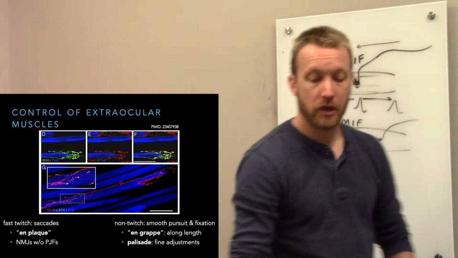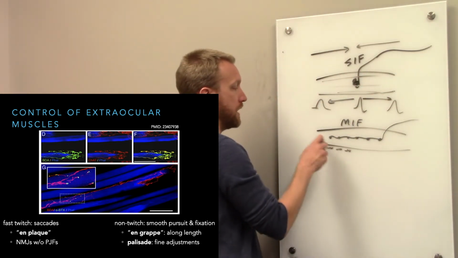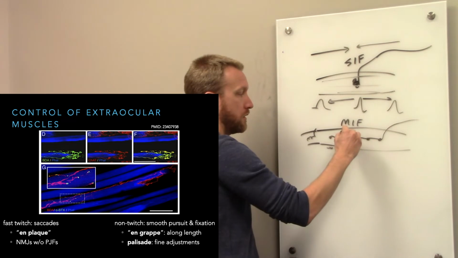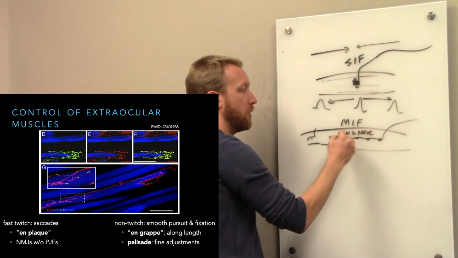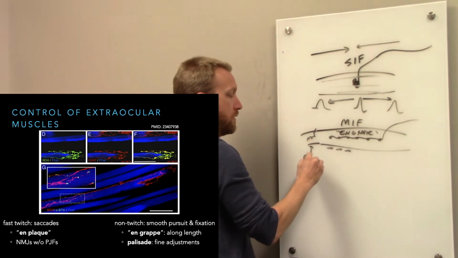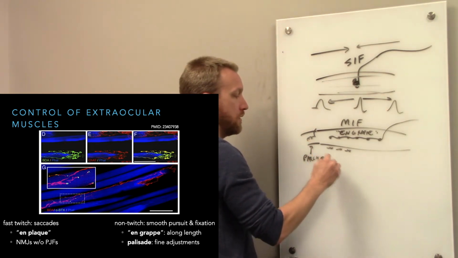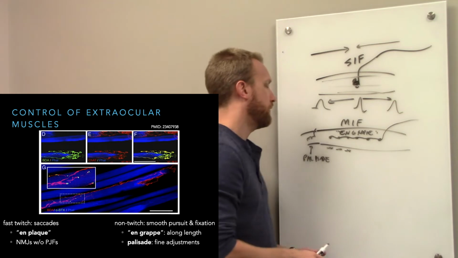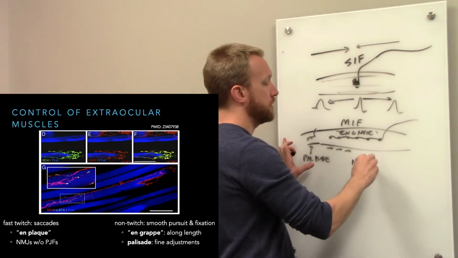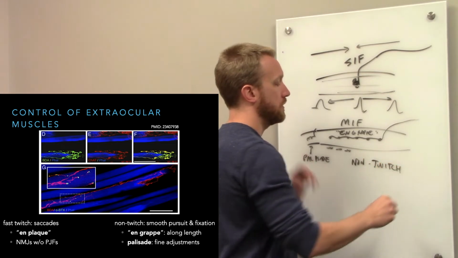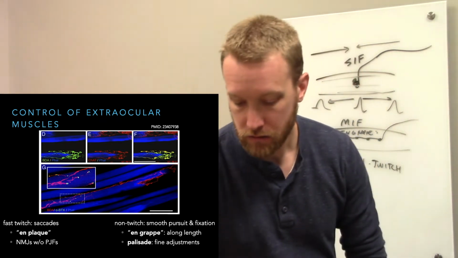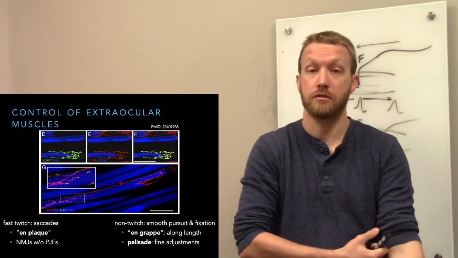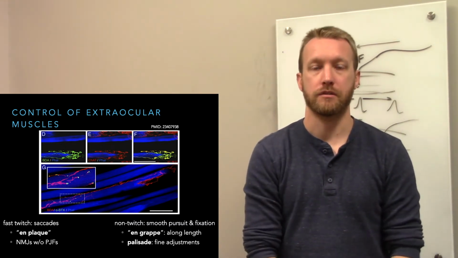So at the ends, we also adjust. So we have our en grappe synapses here, and then at the ends, we have palisade endings. Both of these are going to allow for fine adjustments of these non-twitch fibers. And I believe these are the only striated muscle that don't fire action potentials.